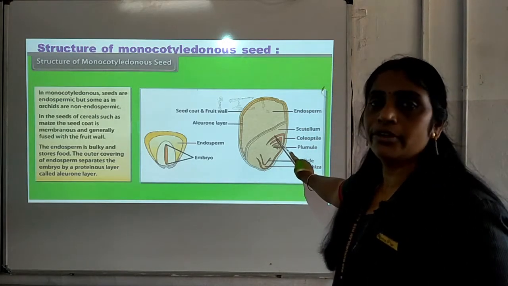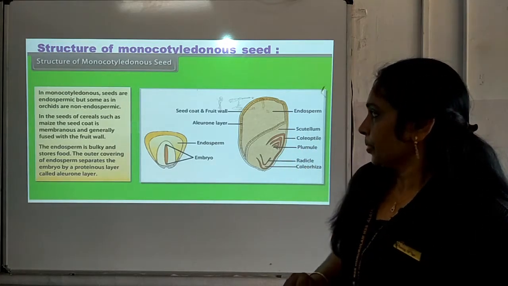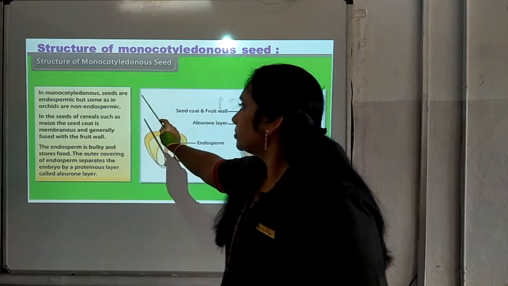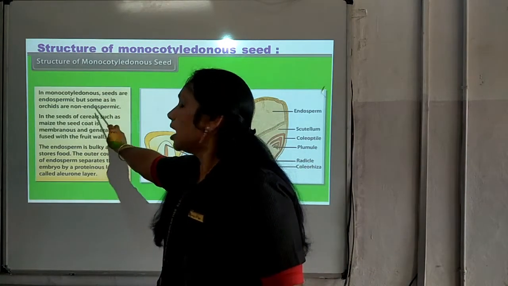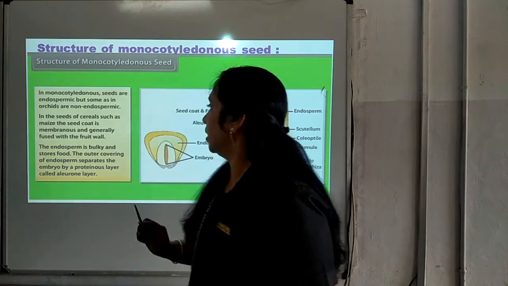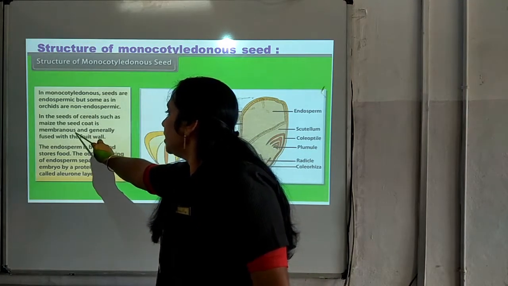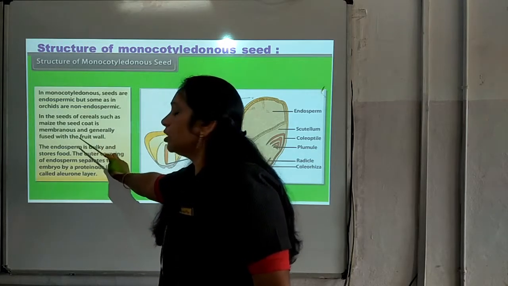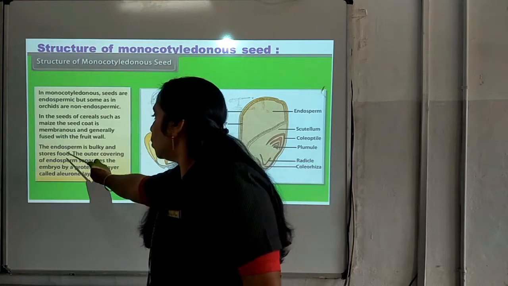This is very important. This used to come in the question paper. In monocot seed, the seeds are endospermic, but some of the orchids are non-endospermic. In the seeds of cereals such as maize, the seed coat is membranous and generally fused with the fruit wall. The endosperm is bulky and stores food.